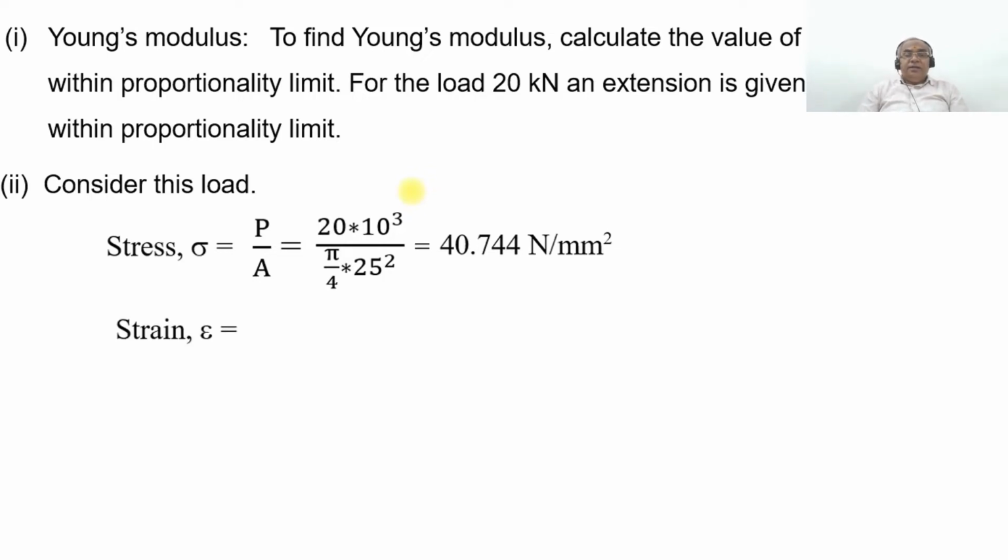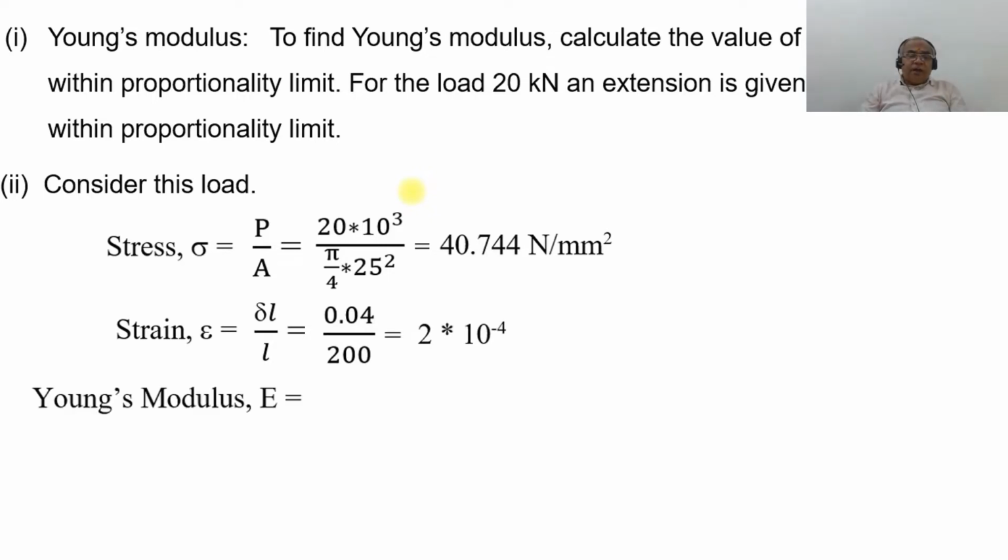Then comes the strain, the change in length by the original length, which is delta L by L. What is delta L? For the corresponding proportional limit, the extension will be 0.04 and the gauge length is given to be 200. So substitute these values: delta L is 0.04 and the length of the specimen is 200. On simplification, you are going to get 2 into 10 to the power of minus 4.